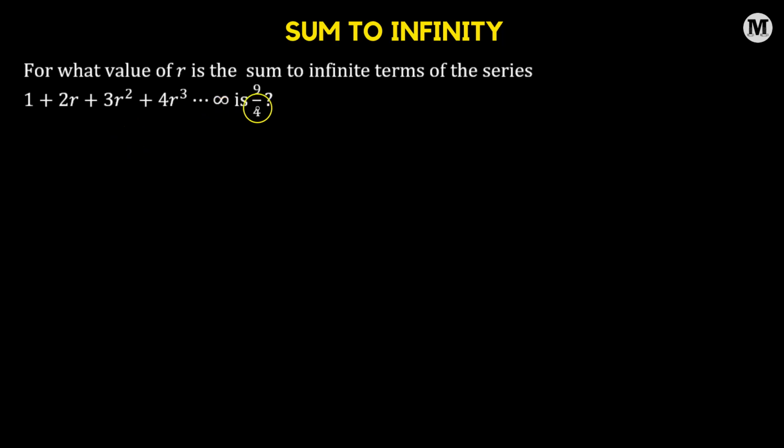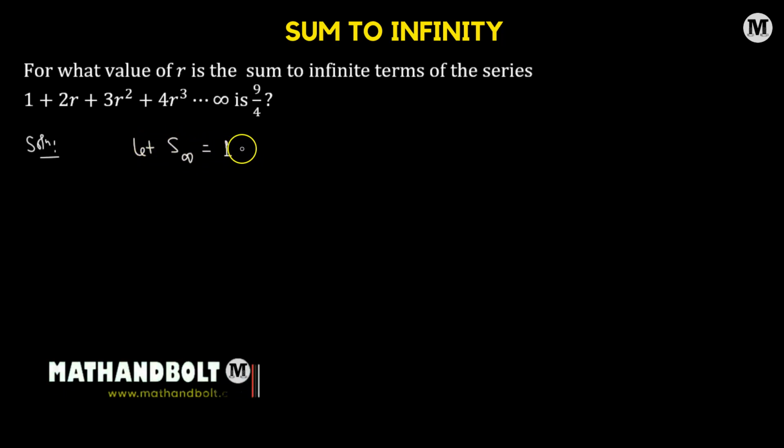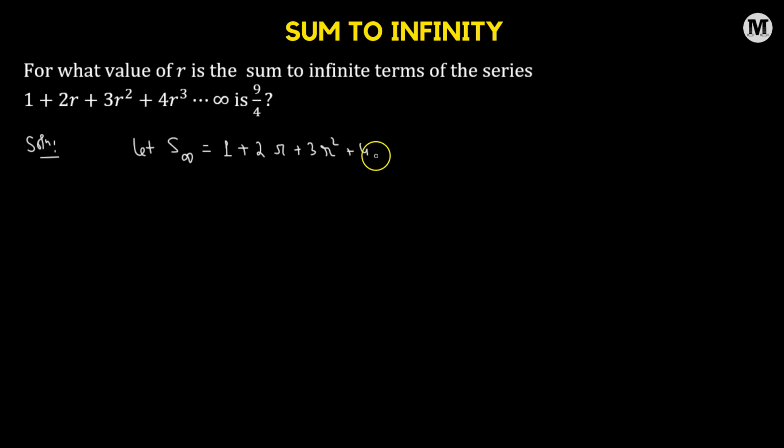For what value of r is the sum to infinite terms of the following series 9 over 4? Let us begin. So here we have a sum. We're going to denote this sum of the infinite terms as s infinity, and this series is given by 1 plus 2r plus 3r squared plus 4r cubed, and the number of terms goes on.